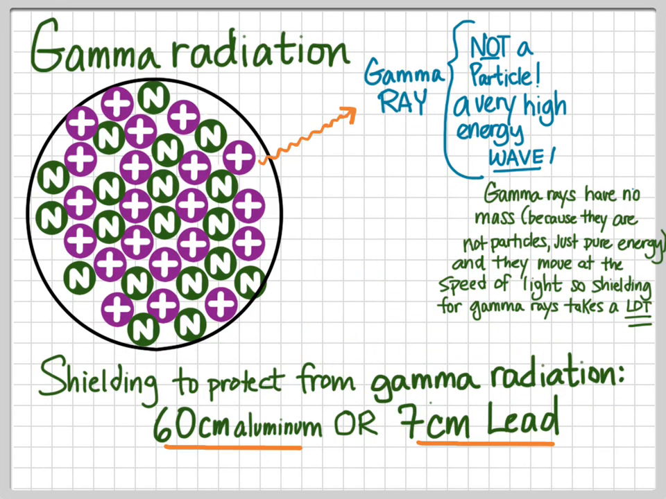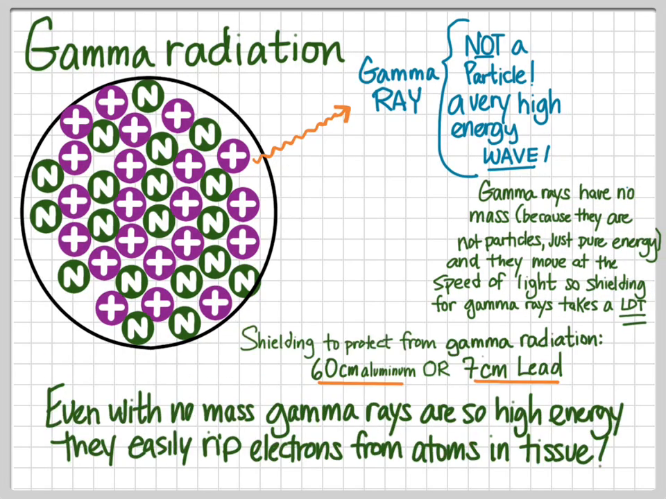To shield living tissue from gamma rays requires 60 centimeters of aluminum. That's roughly 24 inches of aluminum. Or about 5 inches of lead, well, 3.5 inches. In other words, a whole lot of shielding.